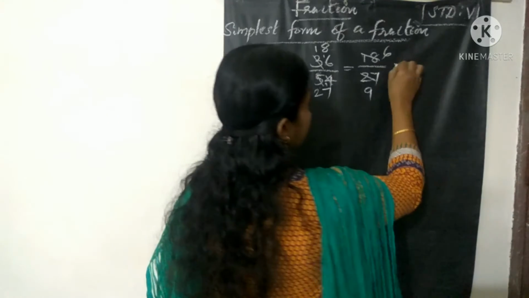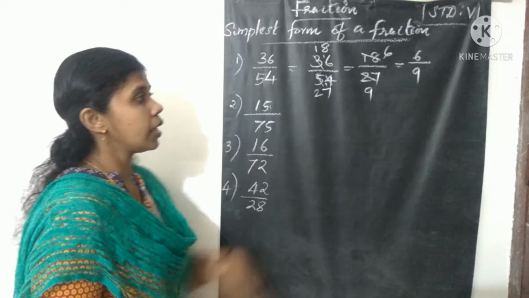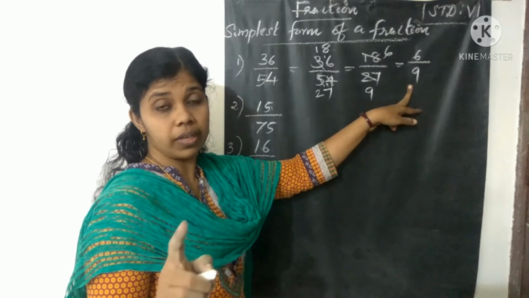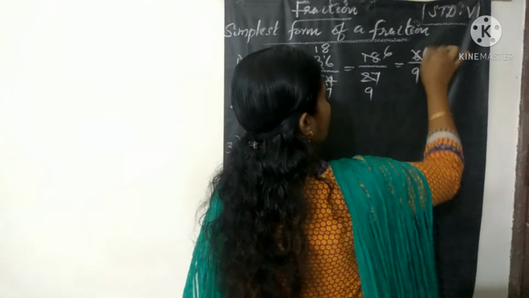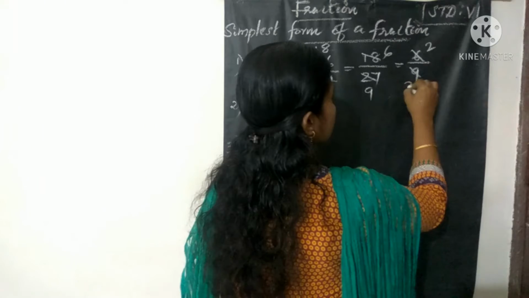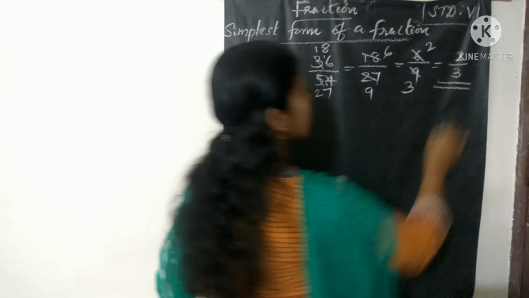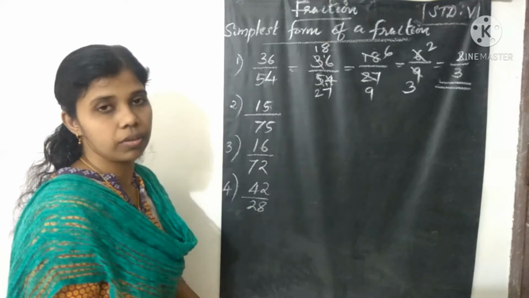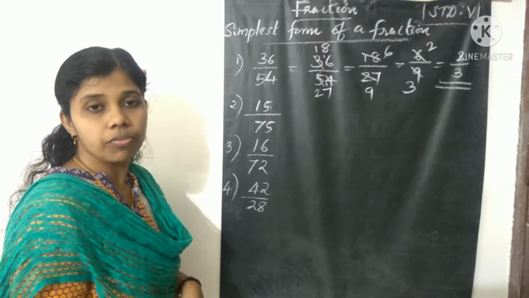Okay. So here we get the answer 6 by 9. Here 6 by 9 also has one common factor. Which is the common factor of 6 and 9? 3. Okay. 2 3's are 6. 3 3's are 9. Okay. So now we got the simplest fraction of 36 by 54. What is the simplest fraction of 36 by 54?